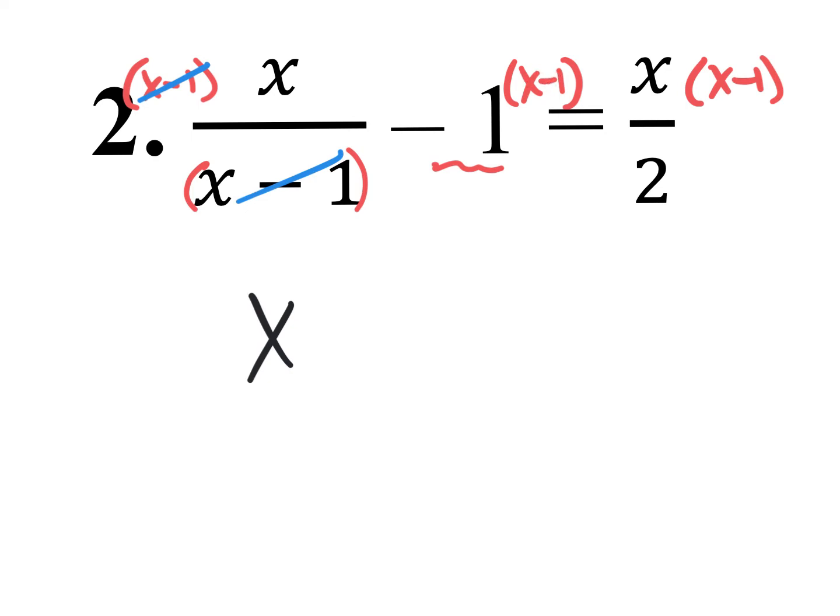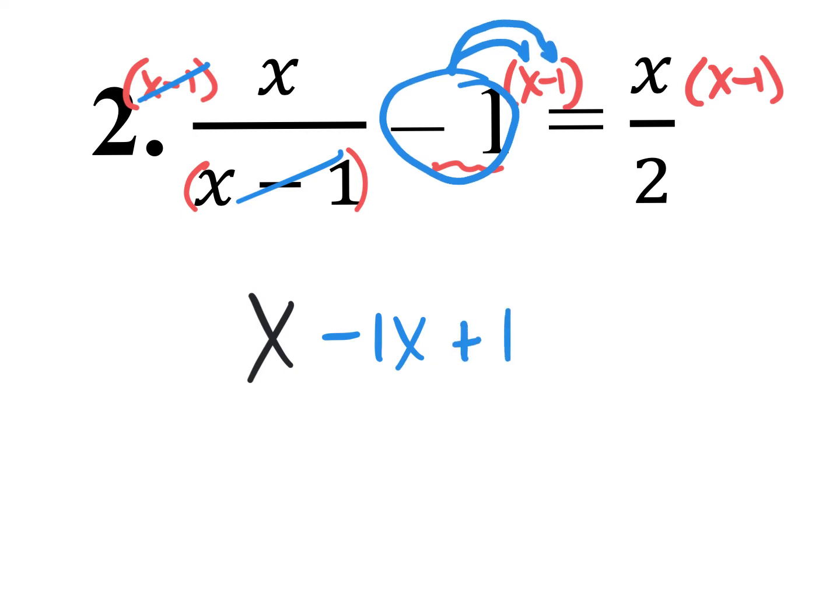So when you distribute the negative 1 into the binomial, negative 1 times x is a negative 1x. And then negative 1 times negative 1 is actually a positive 1. Over here, the x minus 1 doesn't cancel with the 2, so I'm still going to have a fraction with the 2 as a denominator. But up on top, I could distribute x times x, giving me an x squared, and x times negative 1, giving me a negative x. Are you with me? Okay.